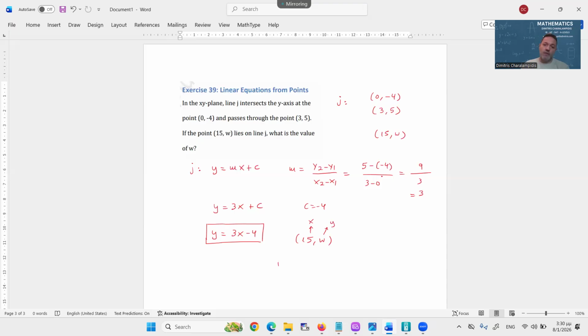Therefore, W is 3 times 15 minus 4. This is the same as 45 minus 4, which is 41. Finally, W should be equal to 41.